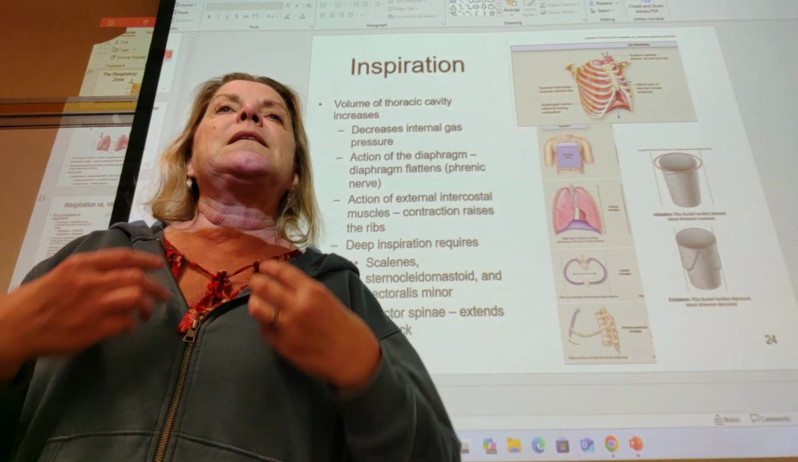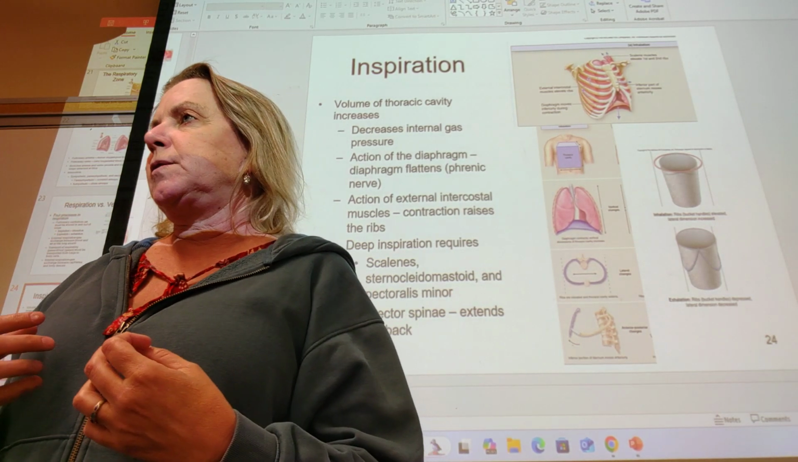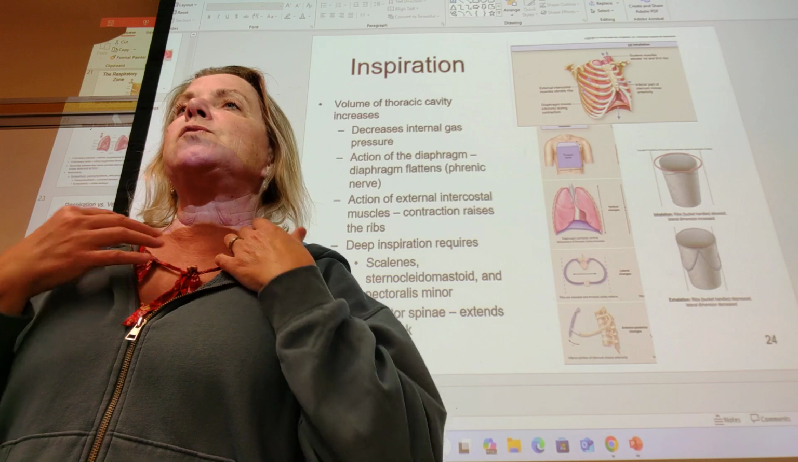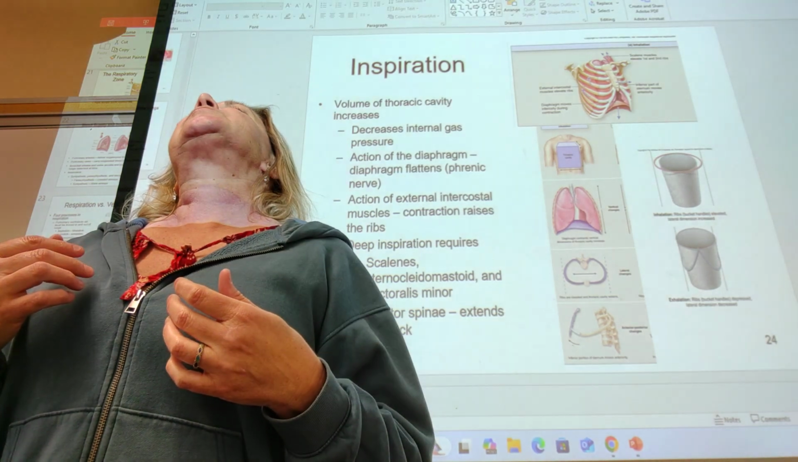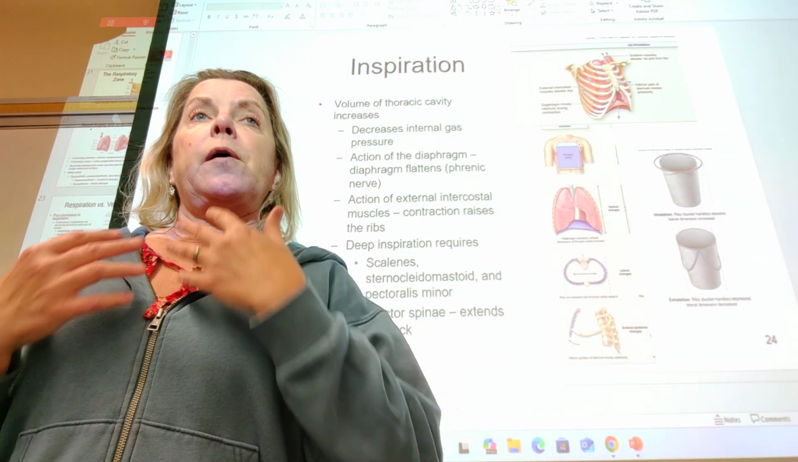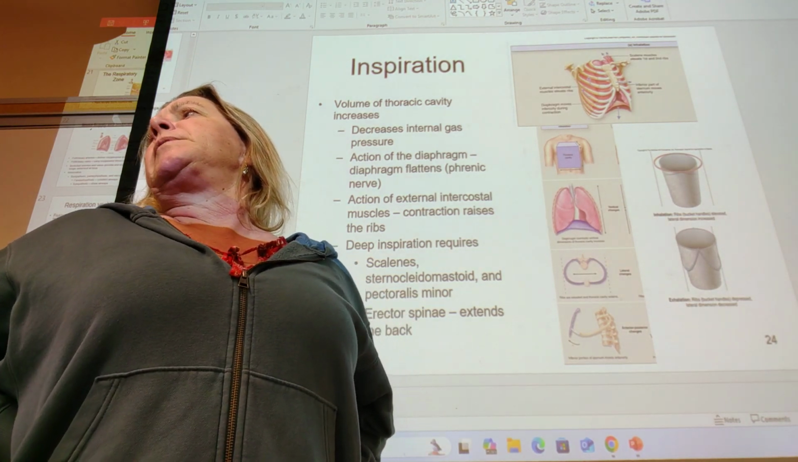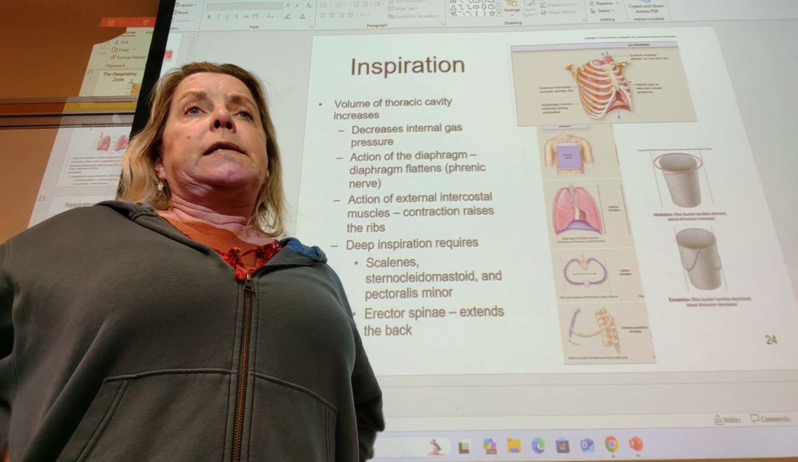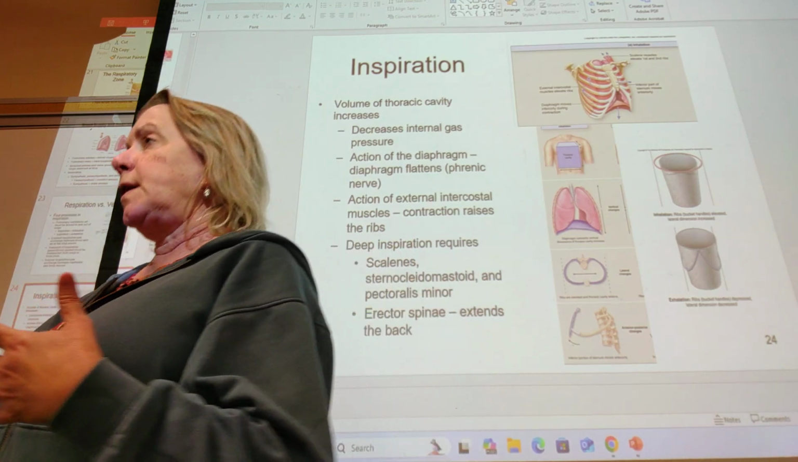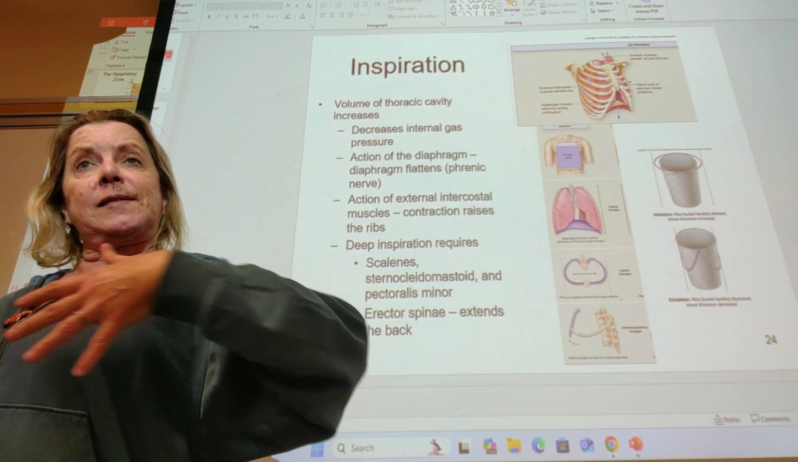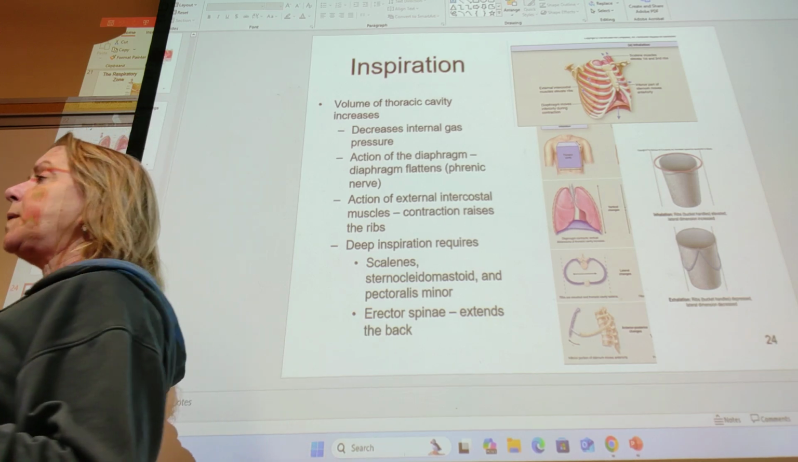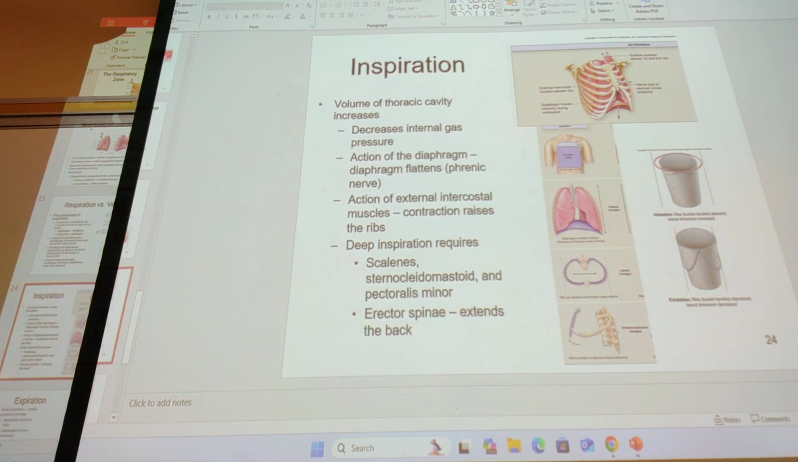You have the scalenes that can also contract. You have the sternocleidomastoid muscle that you start using, trying to get more air into your lungs. You also use the erector spinae muscle. You start arching your back to help expand the lungs. Again, if you can expand your chest cavity, then the lungs have to expand as well. So scalenes, sternocleidomastoid, erector spinae, but also the pectoralis minor.